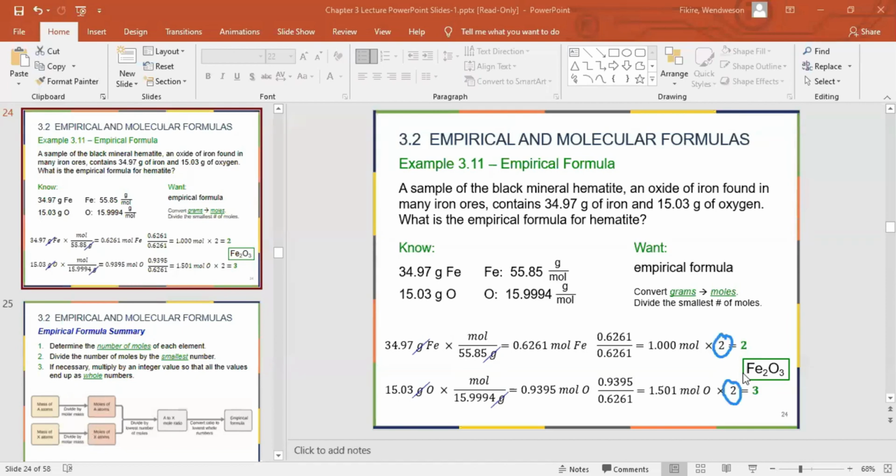It's 2 and 3. Okay, why do we pick 2? It's a random number. You can pick 3, you can pick 4, you can pick 5. But remember that the numbers you multiply by can bring both mole ratios into integers, so that the 2 and the 3 can be used to write a formula. So that's why we use 2 for iron, we use 3 for oxygen.